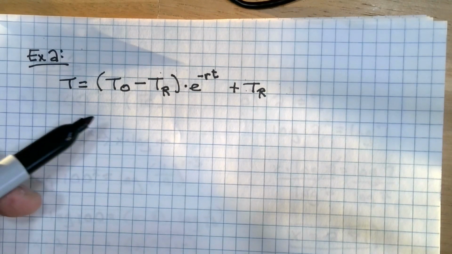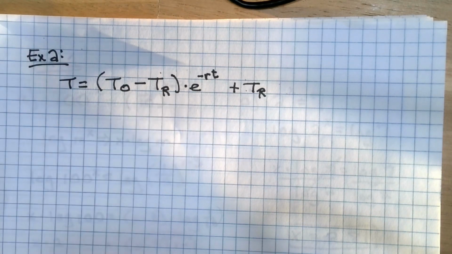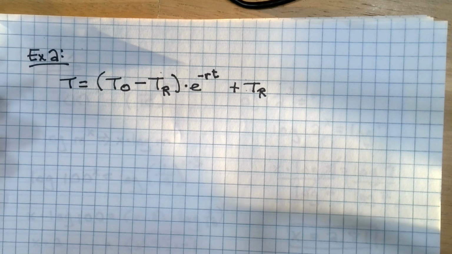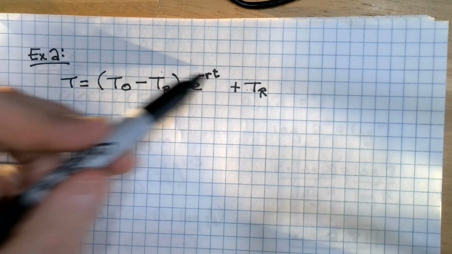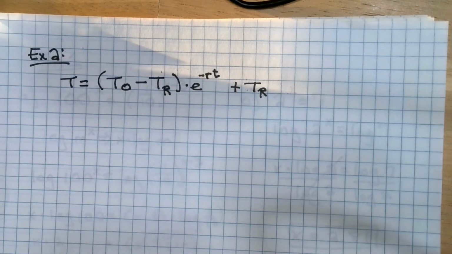Okay? All right, so in order to do this, we need to know what all of these things are. So let's go ahead and define what T sub 0 is, T sub R, and then possibly R and T, whatever other information we have. So apologize for the dishwasher in the background if you can hear that. Hopefully you can still hear me.